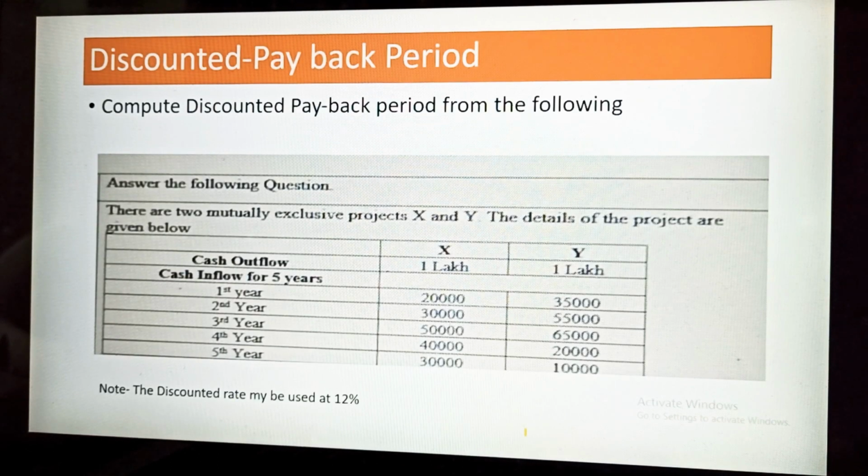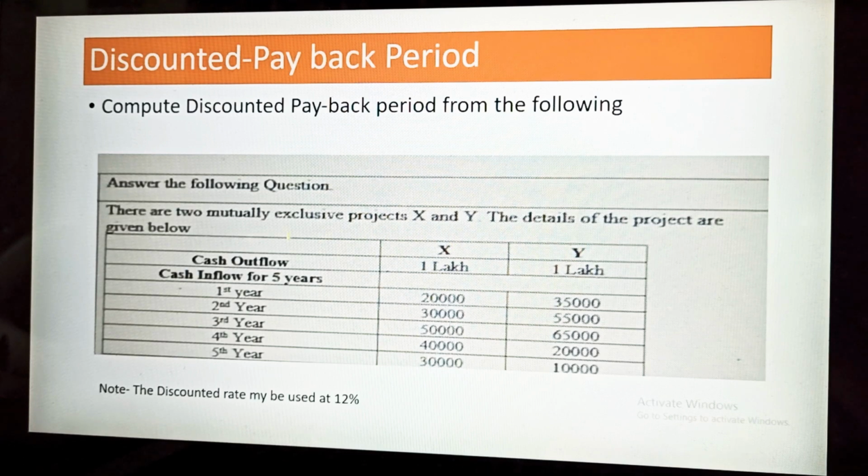Now I will discuss the discounted payback period. As I have told you, due to some limitations in the payback period, they have introduced this method. In this method, all cash outflows and inflows are computed at an appropriate discount rate, and the present value of all inflows is cumulated in order of time. Let's see: compute the discounted payback period from the following. Here two projects are given. There are two mutually exclusive projects, X and Y.